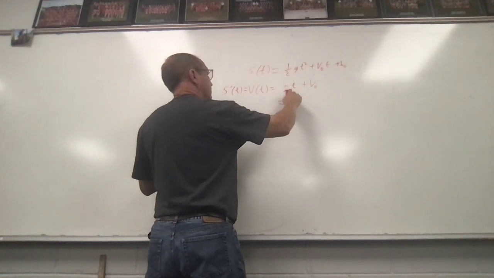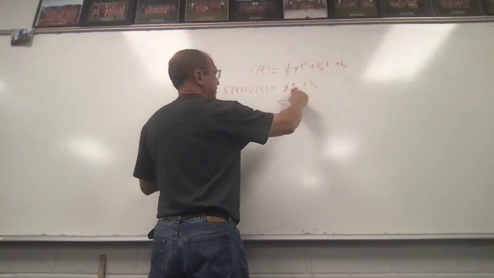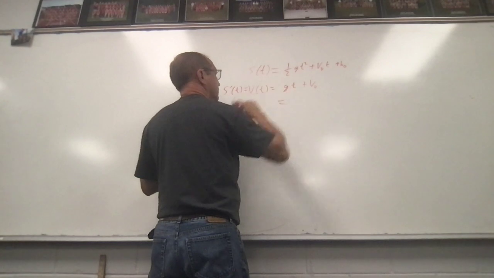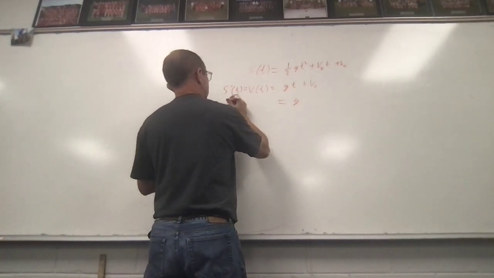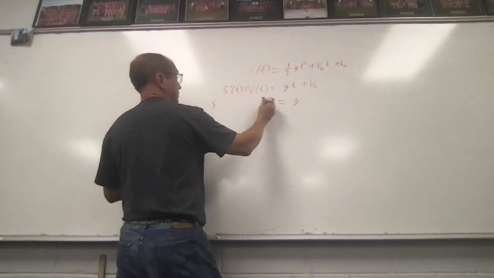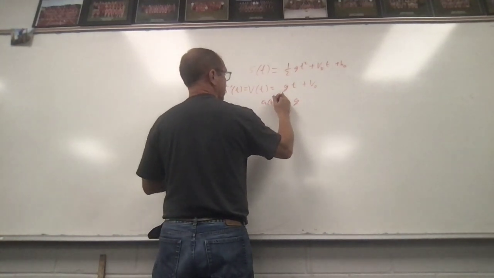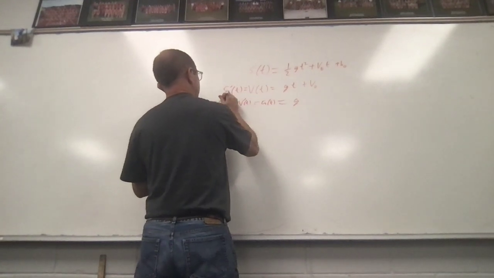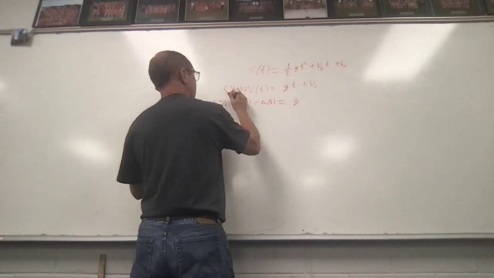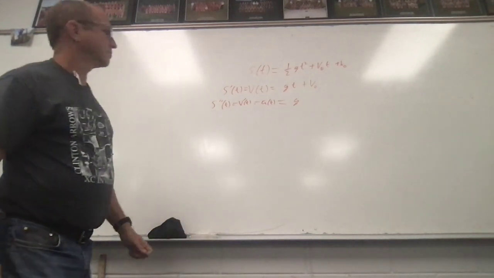Now, what is the derivative of g times t plus v naught? g. Which is the acceleration, which happens to be the derivative of velocity, which happens to be the second derivative of position.